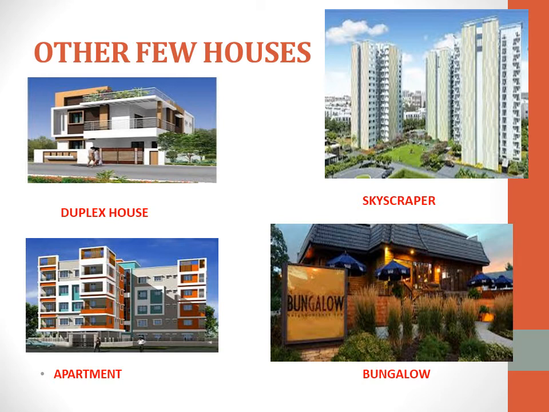A skyscraper is a big type of apartment where you have from 15 to 30 floors. So it's a huge apartment. An apartment will have a maximum of 5 to 6 floors with 3 to 4 houses in a floor. But skyscrapers have 15 to 30 floors, and they will also have 6 to 7 houses in a floor.